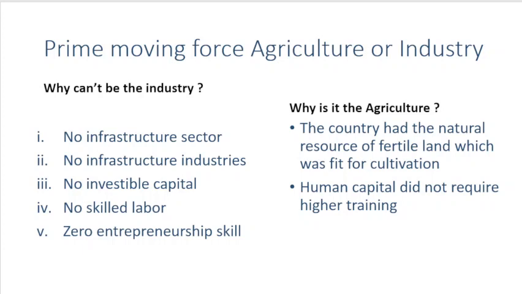So for India, why did we choose agriculture? Because of two very strong points. India had the natural resource of fertile land which was fit for cultivation, and human capital did not require higher training. That means for agriculture and cultivation we did not need highly intensive training. So these are the strongest points, and the reason we adopted agriculture as our prime moving force. This is just the beginning, and I tried to give you a very brief idea of how the Indian economy has evolved.